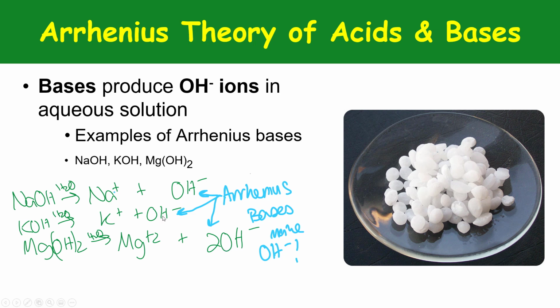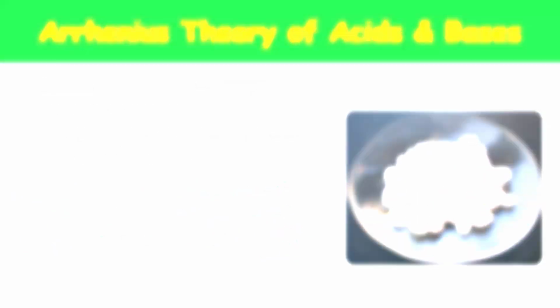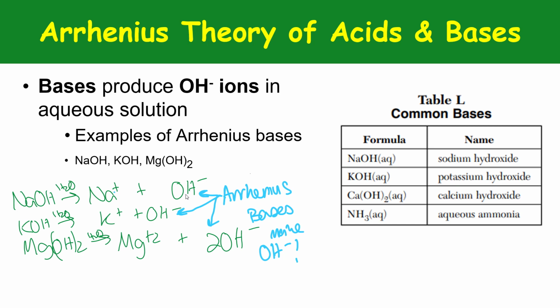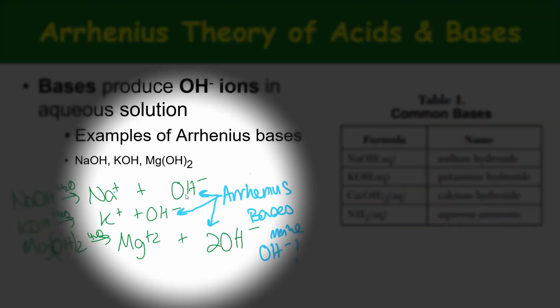You see one that comes off of the potassium hydroxide and one that comes off of the sodium hydroxide. But it doesn't really matter if it releases 1 or releases 15. By releasing an OH in solution, that classifies it as an Arrhenius base. So just like we had a cheat sheet for Arrhenius acids, bam, we got a cheat sheet for Arrhenius bases as well. It is the mighty Table L.